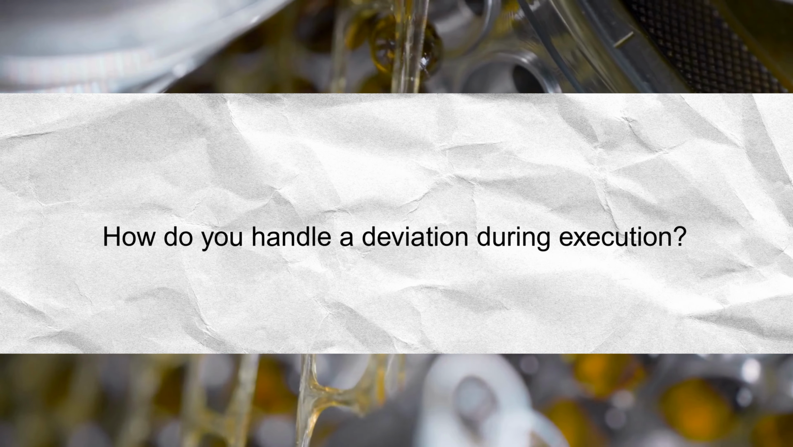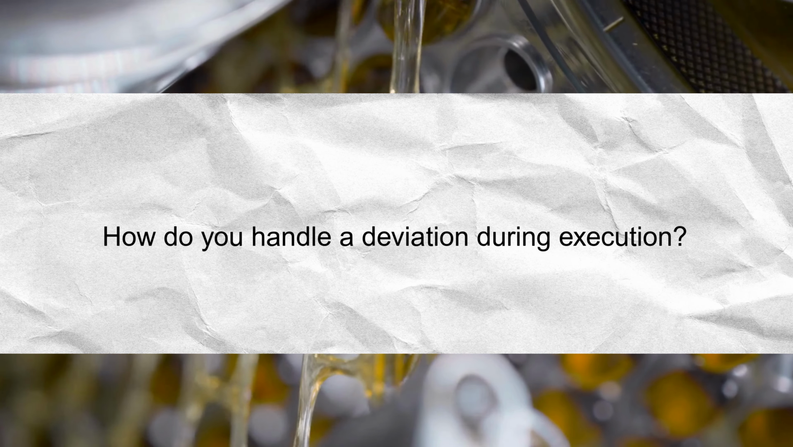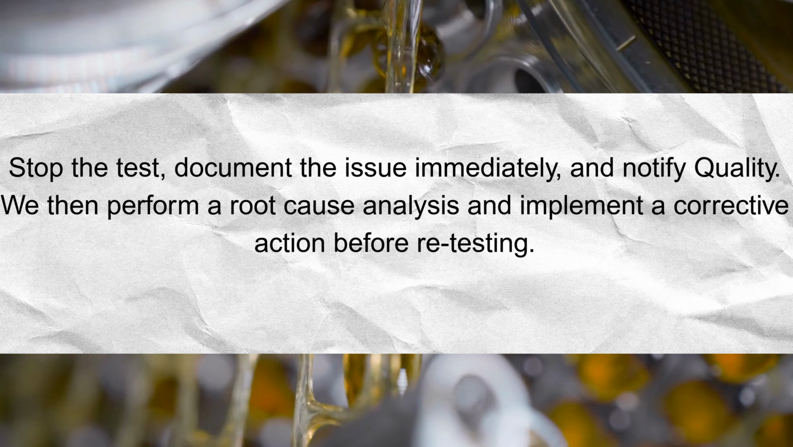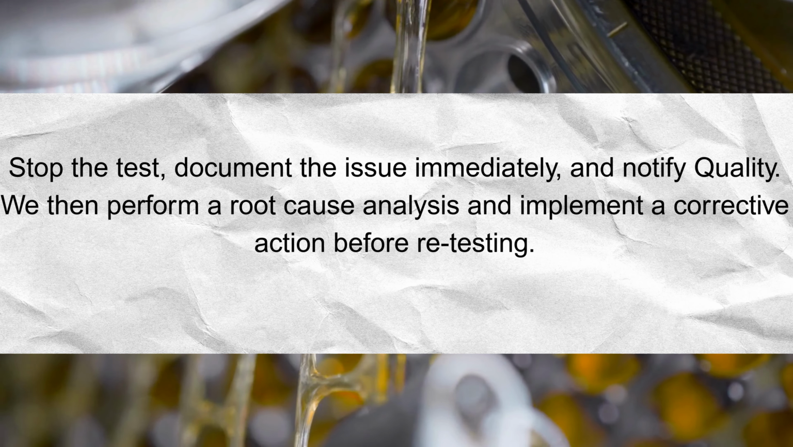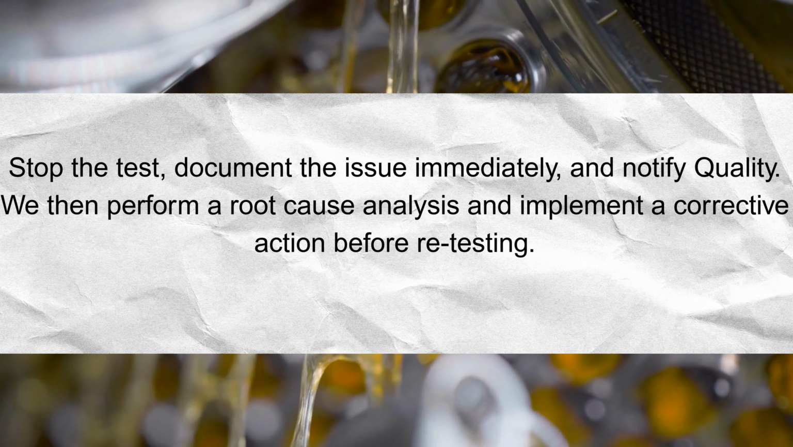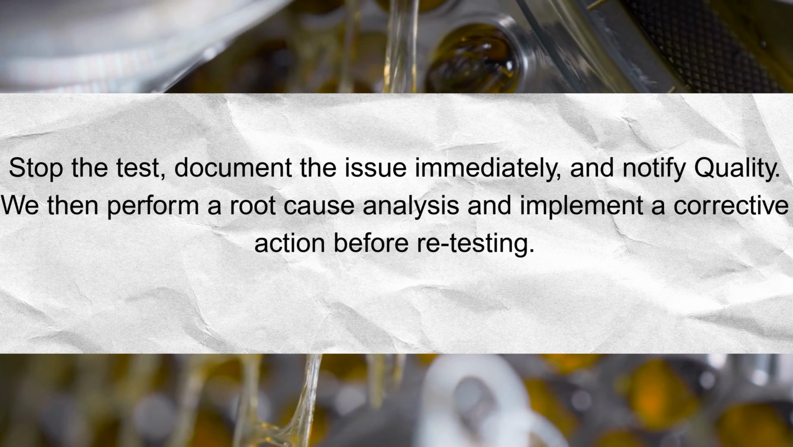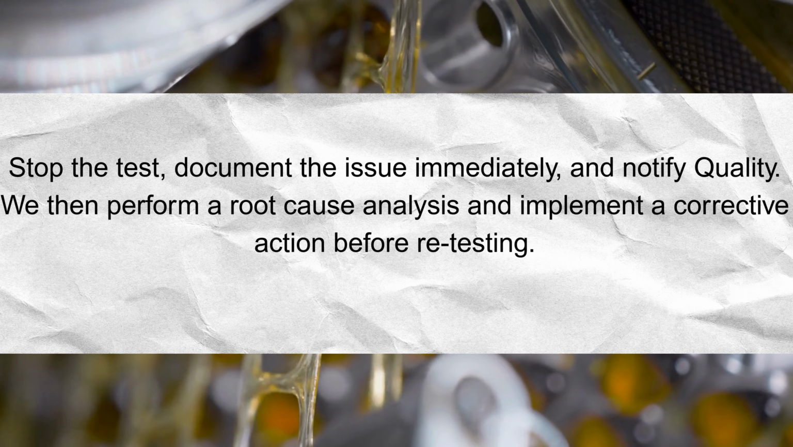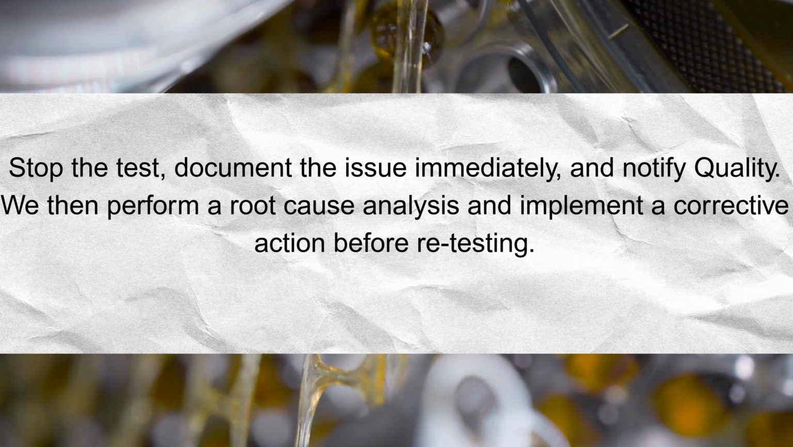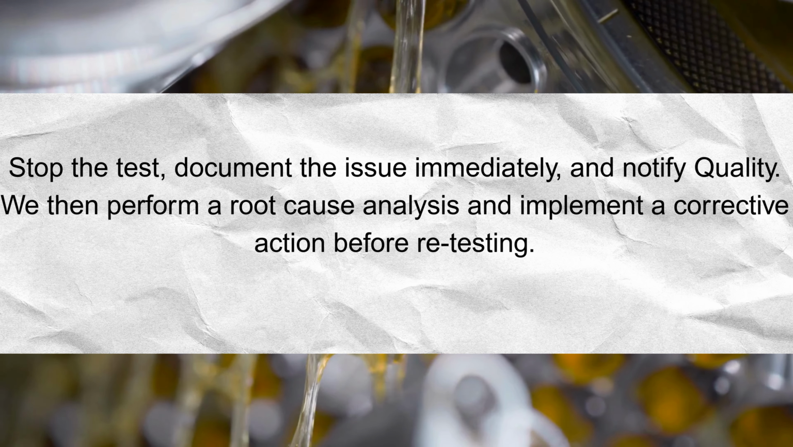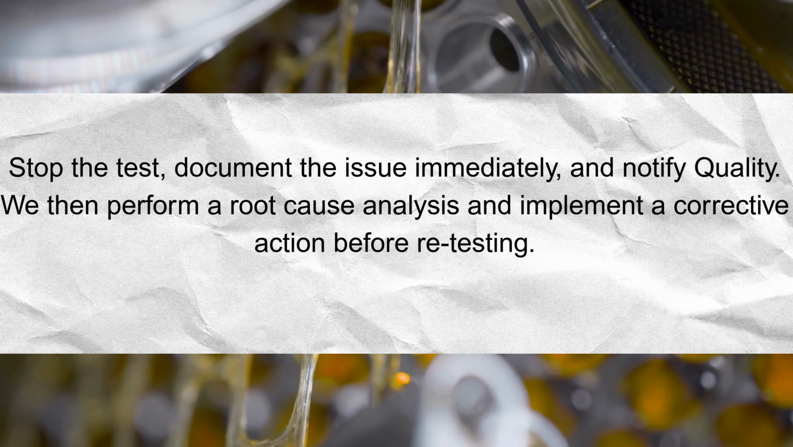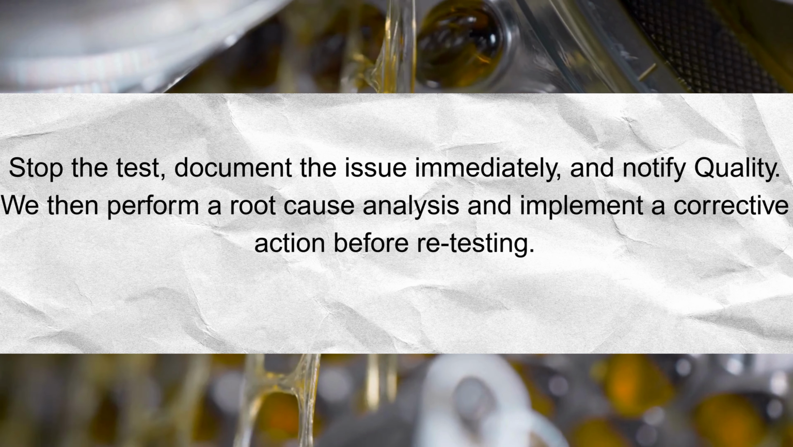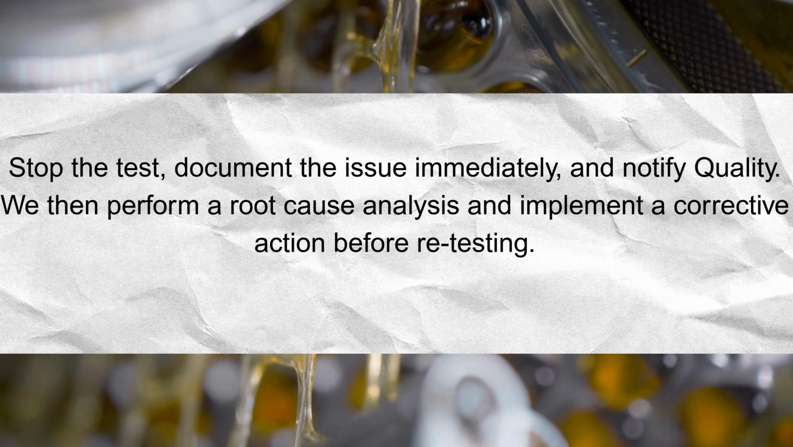Number 7. How do you handle a deviation during execution? When a test result does not meet the predefined acceptance criteria, you must stop the test immediately. The discrepancy is documented in a deviation report and notified to the quality department. We then conduct a root cause analysis to determine if the failure was due to the test procedure, the equipment, or a human error. A corrective action is implemented and approved by quality before the test can be re-executed or the deviation closed.